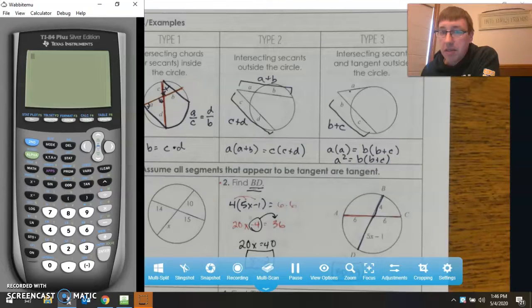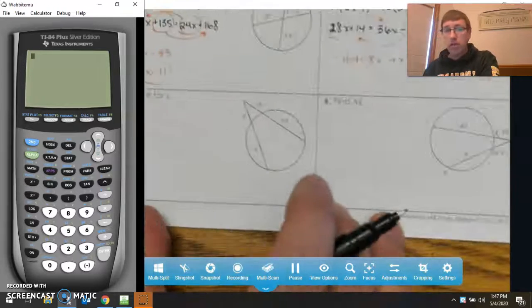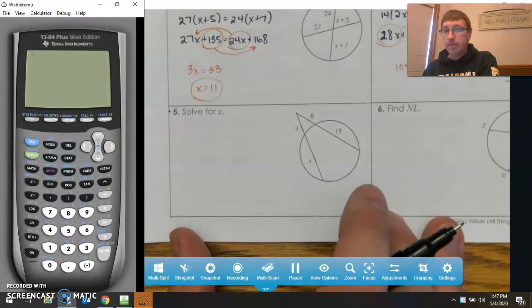Now we're going to go through some examples on this. It is not hard. I think you'll be okay. We just have to start paying a little bit closer attention to our algebra when we do these. And flip down here. Let's look at number 5.